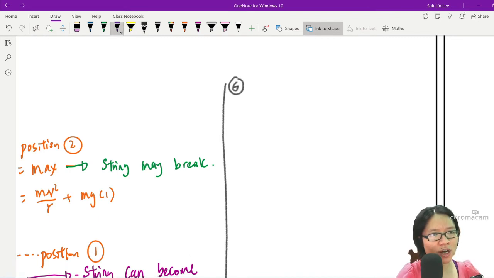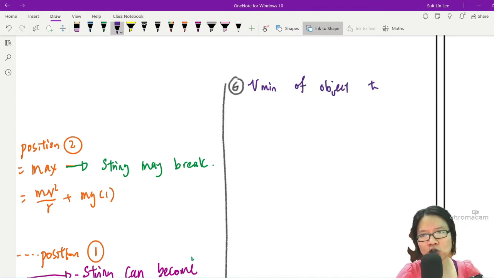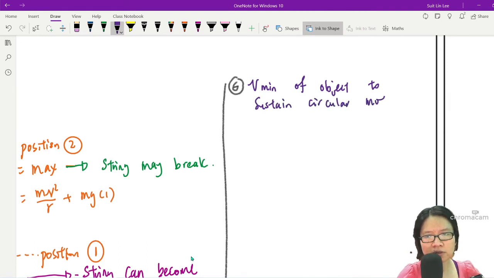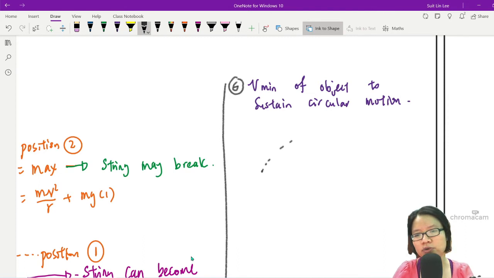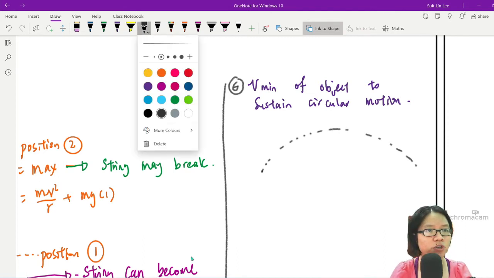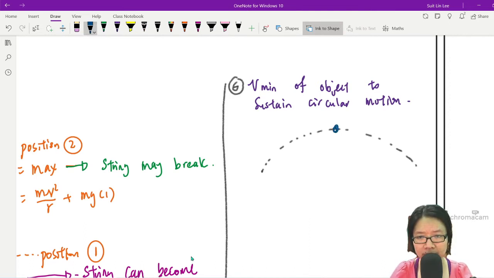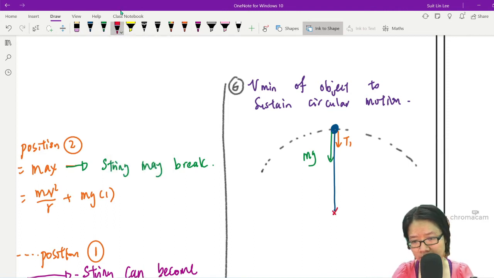Okay, so here, 6th and final point, we are trying to find the minimum speed of the object to sustain circular motion. So it's that minimum speed. So let me draw the top part of the circular path. So let's say this is the circle. And when your object is at this position, your yo-yo is here, this is the string. You obviously have our good friend mg, and you also have your T1. And where is the center of the circle? Center of the circle is obviously here. This is your C, so the direction of net force is here.